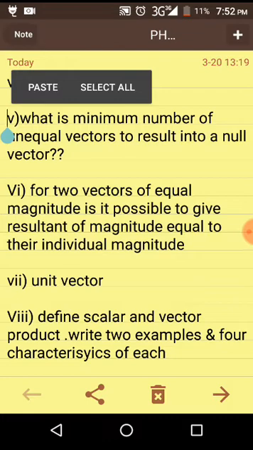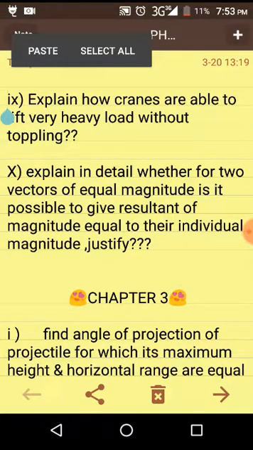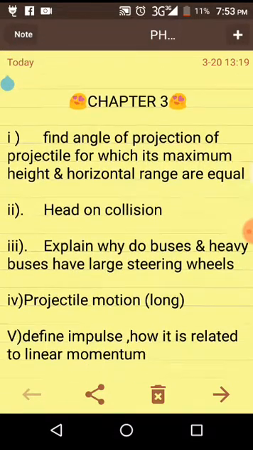Number 6. For two vectors of equal magnitude, is it possible to give resultant of magnitude equal to their individual magnitude? Number 7. Unit vector. Number 8. Define scalar and vector product. Write 2 examples and 4 characteristics of each. Question number 9. Explain how cranes are able to lift very heavy load without toppling. Number 10. Explain in detail whether for two vectors of equal magnitude is it possible to give resultant of magnitude equal to their individual magnitude? Justify it. Then there is chapter number 3.